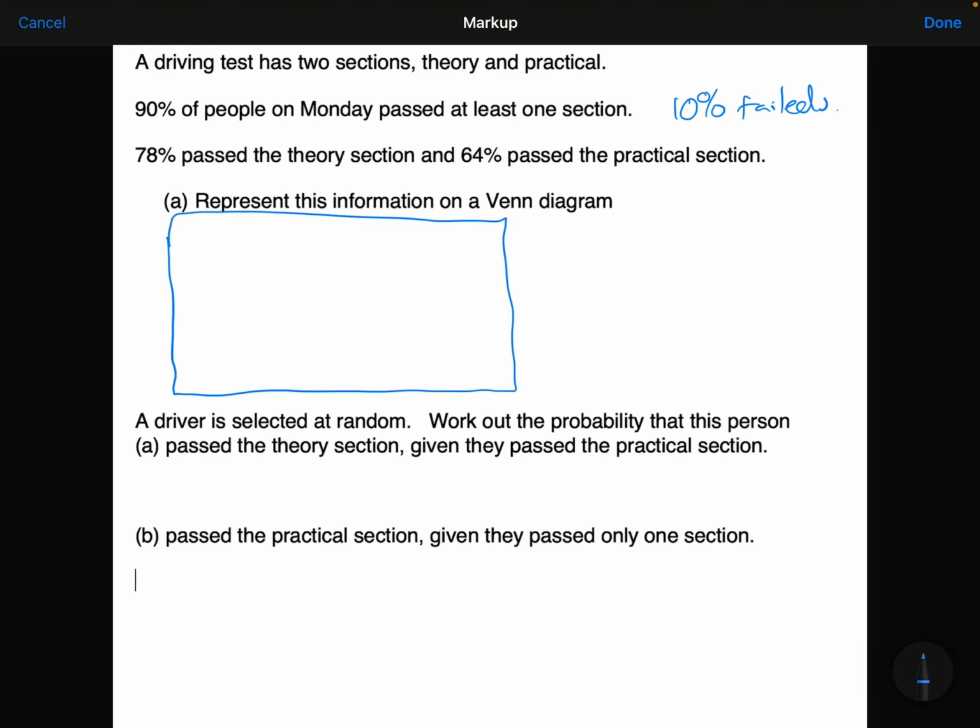So here is my rectangle that represents all of the people that took the tests on Monday. And this circle here can represent the people who passed the theory test. This circle over here can represent the people that passed the practical test. And I want to fill this diagram in.